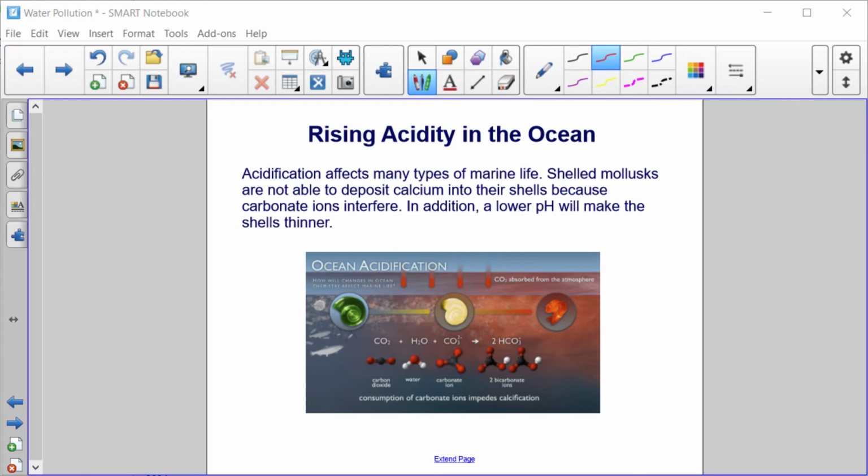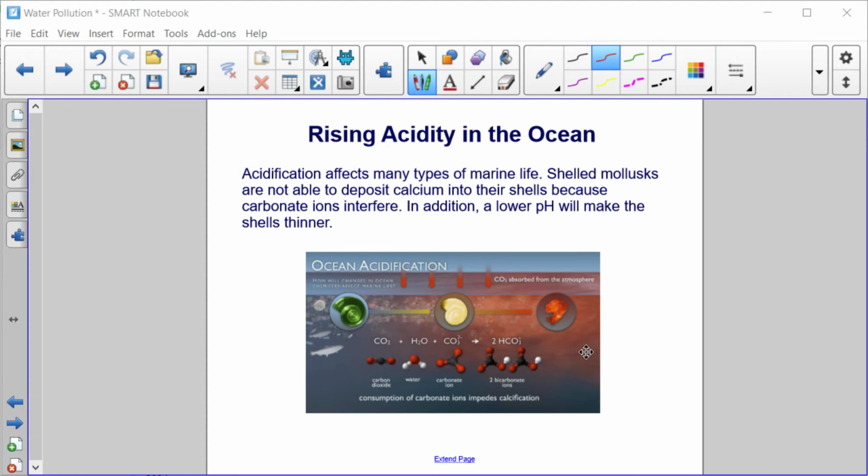Shelled mollusks are not able to deposit calcium into their shells because carbonate ions interfere. In addition, a lower pH will make the shells thinner. You can see that happening in the image below on how the changes in the ocean pH will affect the shells of these mollusks.